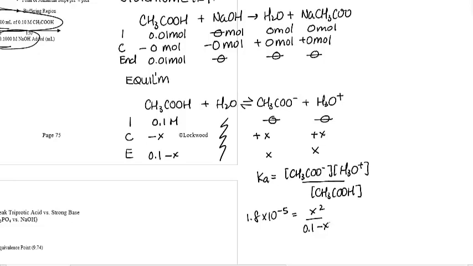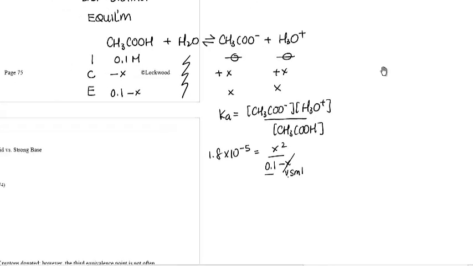So if we compare the Ka value to the initial value, we see that the initial concentration value is significantly bigger than the Ka. Therefore, we can assume that this x over here is very small. Then this simplifies our calculation, and we end up with x is equal to 0.0013 molar, which is equal to the hydronium ion concentration.